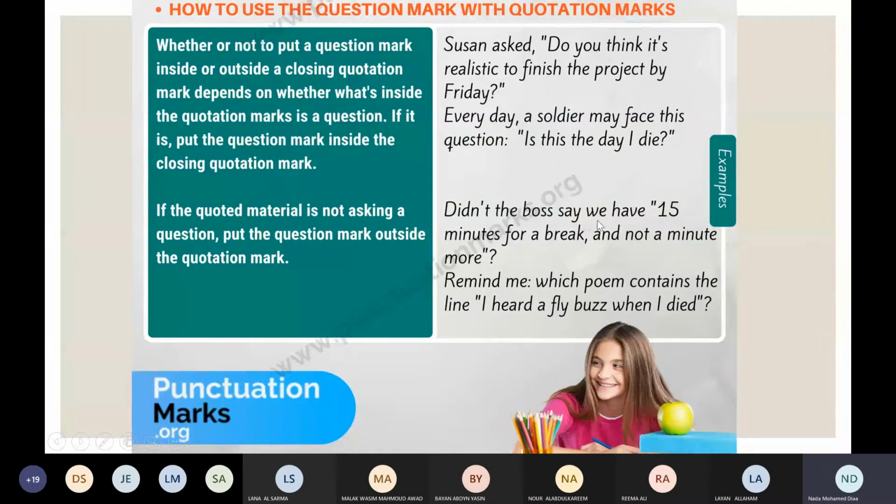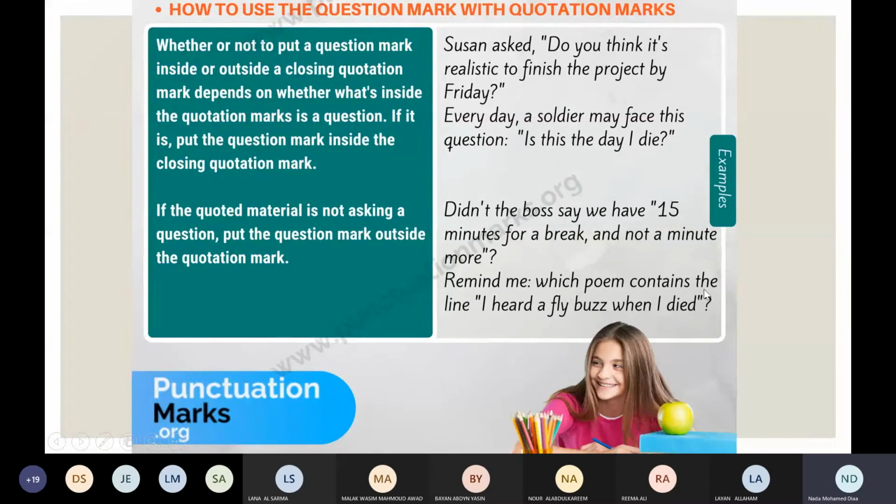Didn't the boys say, "We have 15 minutes for a break and not a minute more"? This is what they said. What they have said is not a question. Here he said a question, so the question mark is inside the quotation. Here he didn't ask a question in the quotation, but the sentence started with a question, so it comes after the quotation mark.